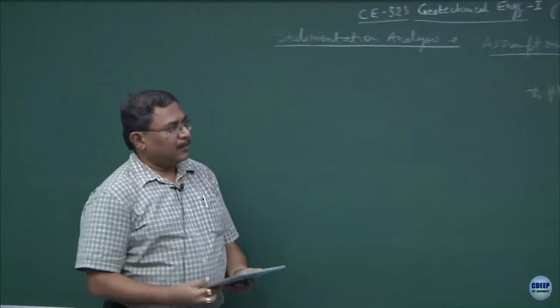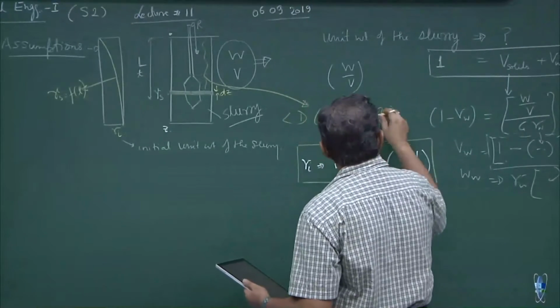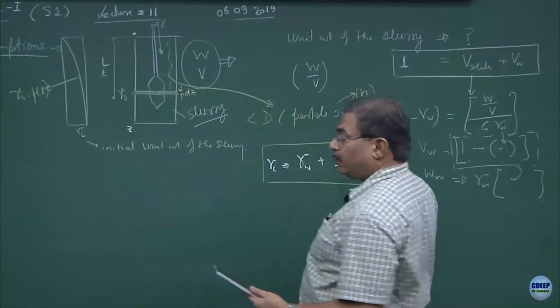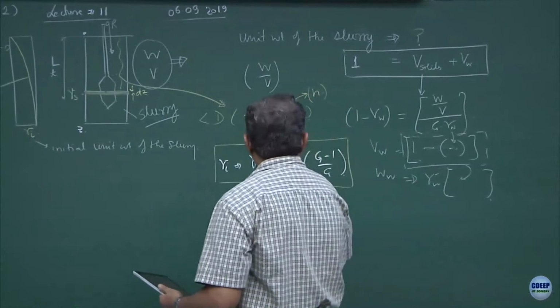All right. Now, we call this a percentage finer than. Now, if I use the term n for defining what is the fraction of particles which are less than d, what I have to do is I have to multiply here by n.